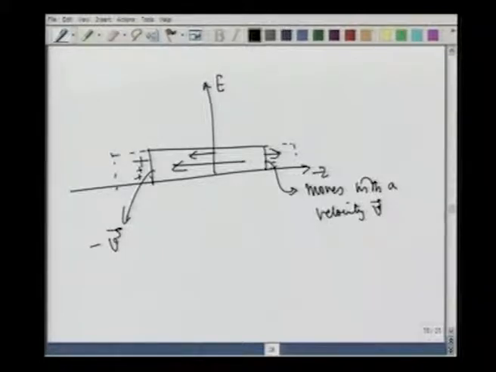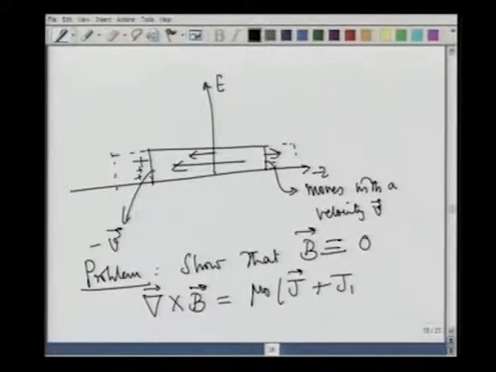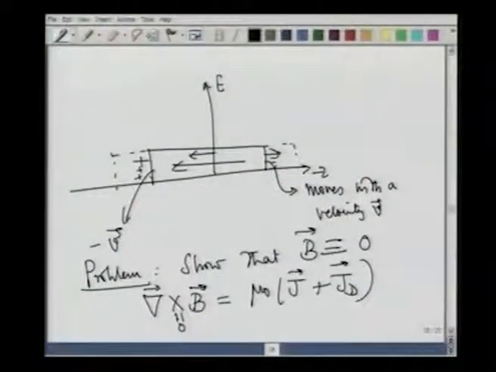Okay. What about the magnetic field? Here is a problem for you. Show that B is identically equal to 0. So what is happening in this particular scenario? I have curl of B is equal to mu naught times J plus JD. J is not equal to 0, JD is not equal to 0, but this is equal to 0, implying J is equal to minus JD.